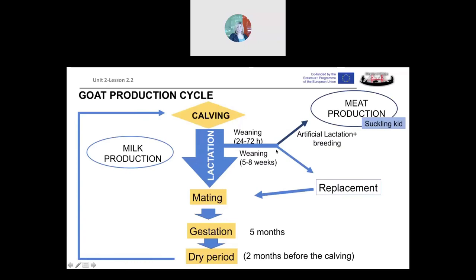If the kids are going to be used for the replacement of the mothers, they are going to be with the mother in the same farm until the weaning that will be at 5 or 8 weeks. So we are going to have a longer weaning, and then they are going to be fed with feeds, until they have the age and the physical development to be used as a reproduction animal.